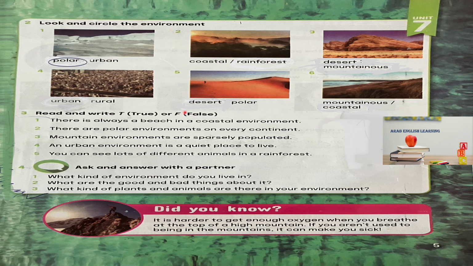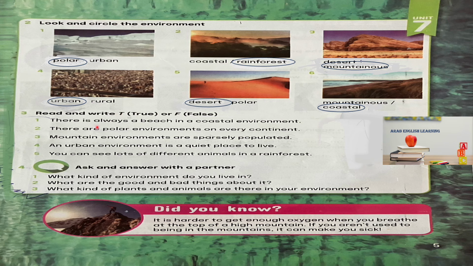The first one is polar environment. Second one is rainforest. Third one is mountainous. The fourth one is urban. Number 5 is the desert. And 6 is coastal environment. Exercise 3. Read and write T for true or F for false.